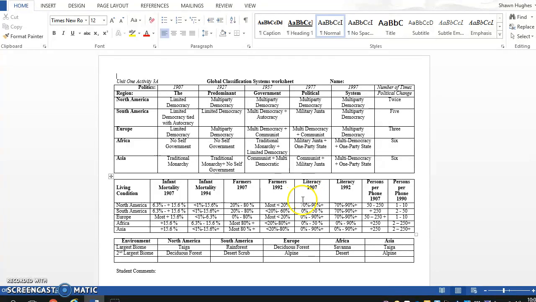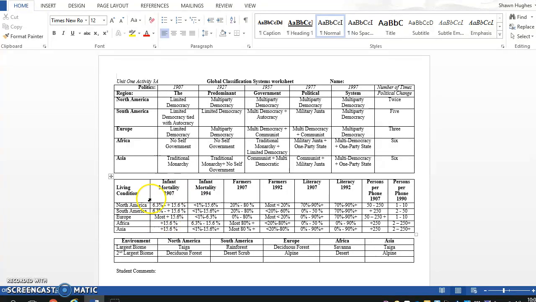Literacy rates, in this case, for North America, we didn't see a huge increase. 1907, 70% to 90% literacy rate, and the same thing in 1992. This one over here, though, people per phone. In 1907, there were 50 to 250 people for every phone. In 1990, however, there was one phone for every 1 to 10 people, and that's probably even lower now. There's probably almost one phone for every 1 to 2 people, if that. So look at those trends.